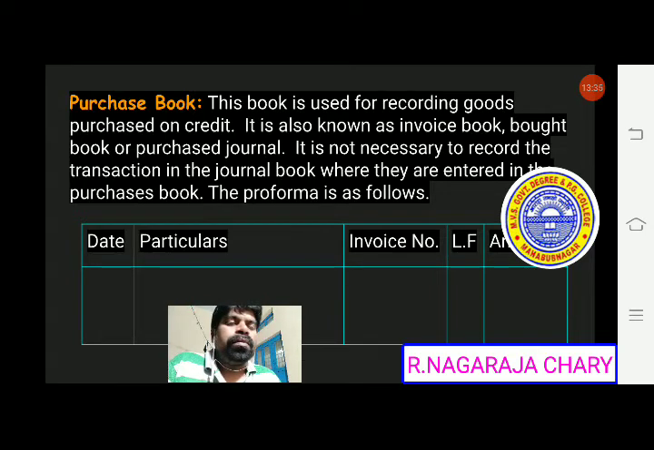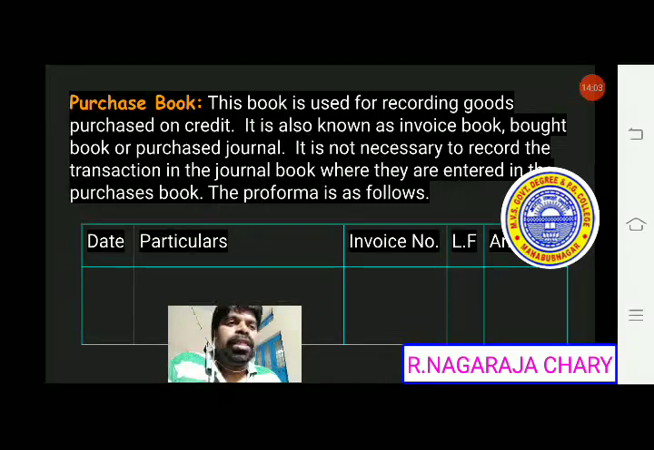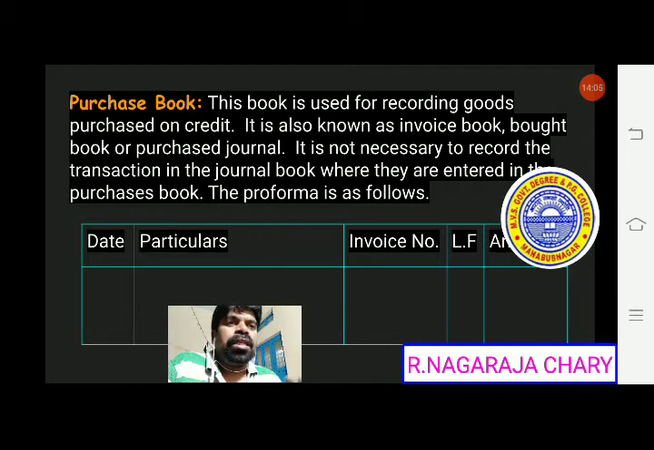So, when we are purchasing material or goods or raw material on credit basis from other persons, such type of information is to be recorded in this type of book. This is also one type of journal, but in this journal we have to record only purchase information, credit purchase information. Don't write other relevant information.